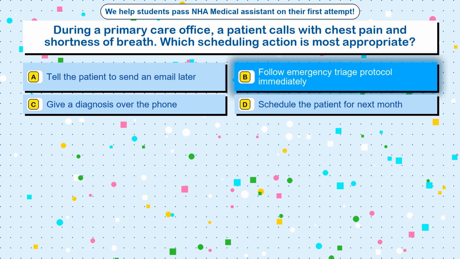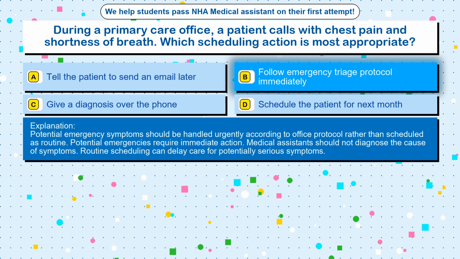The correct answer is option B. Follow emergency triage protocol immediately. Potential emergency symptoms should be handled urgently according to office protocol rather than scheduled as routine. Potential emergencies require immediate action. Medical assistance should not diagnose the cause of symptoms. Routine scheduling can delay care for potentially serious symptoms.